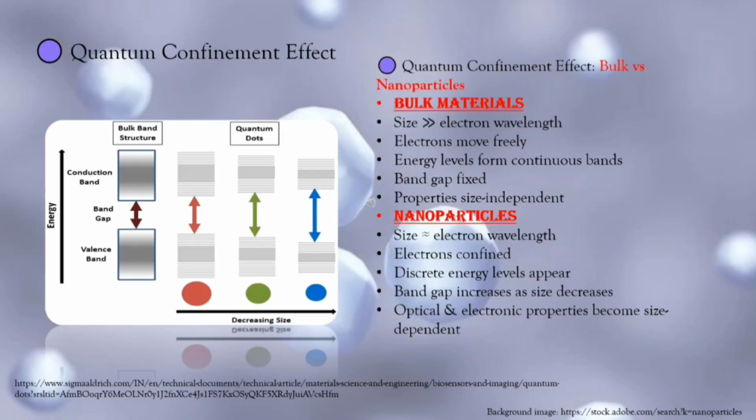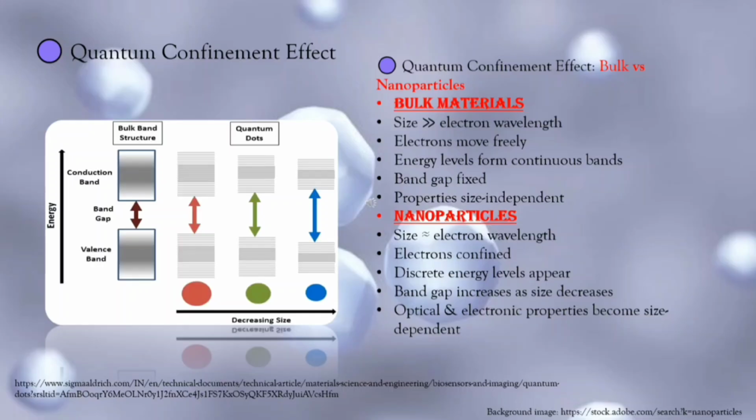See, the left side of this picture shows vertical arrows that represent energy increasing upward. In bulk materials, electrons occupy two main bands. They are the valence band and the conduction band. So, in bulk solids, these bands are continuous, meaning electrons can have many closely spaced energies. So, the band gap has a fixed value for that material.